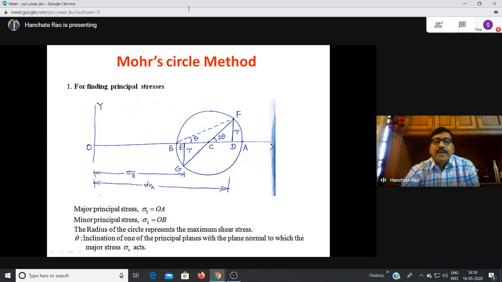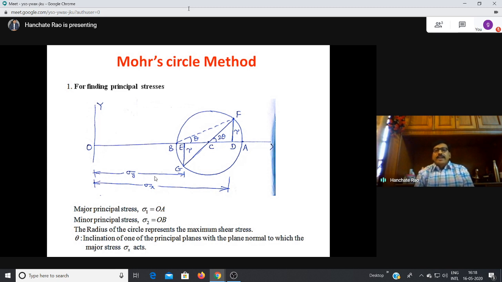Sigma y is also tensile, so I am drawing sigma y also on the positive side. Draw OB equal to sigma y. Say sigma y is equal to 20. This is 50, this is 20, so OB will be 2 centimeters. So take a scale and draw OA and OB. Now you have point A as well as point B.